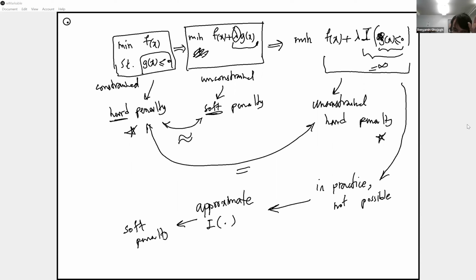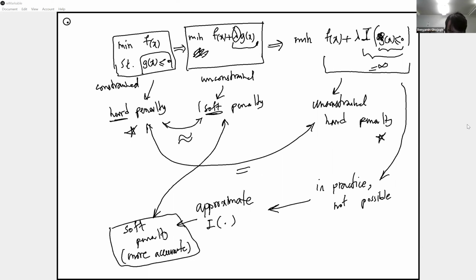But there is a but. What's the difference between these two soft penalties? This one is more accurate, because it's approximating the hard penalty of the indicator function. Usually this soft penalty is more accurate than this soft penalty, because this soft penalty blows up faster or more than this soft penalty.